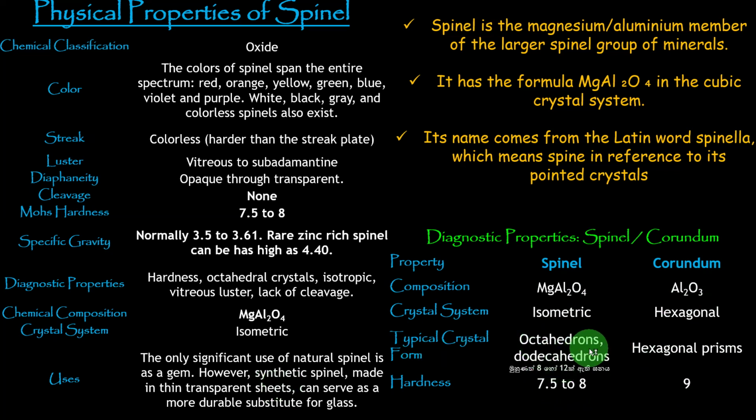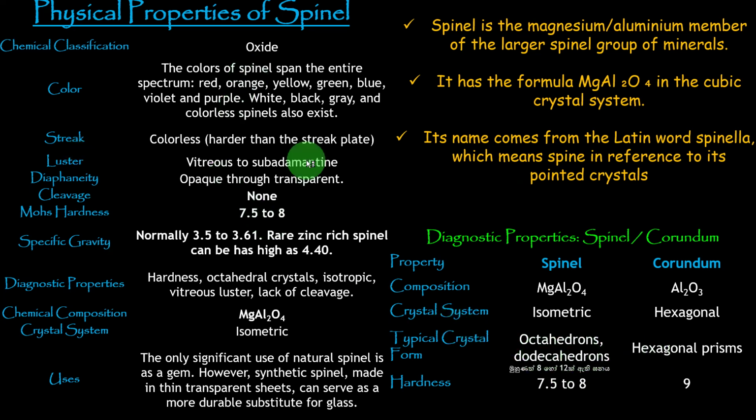The typical crystal form is octahedron or dodecahedron. Octahedron means 8 sides. Dodecahedron means 12 sides. But corundum is hexagonal. This makes it very easy to identify the difference between these.